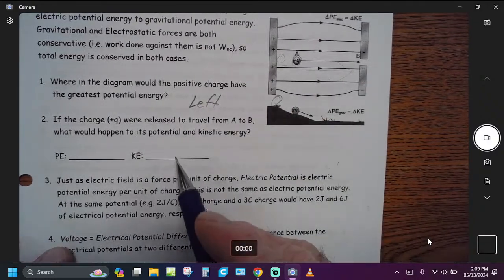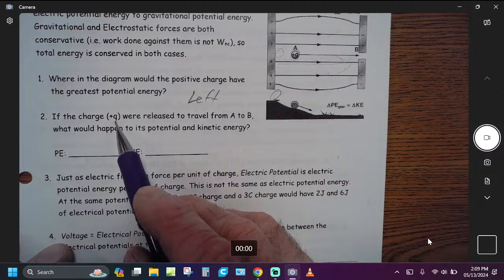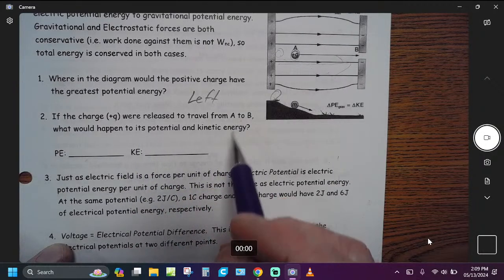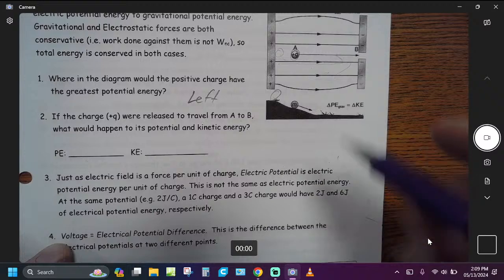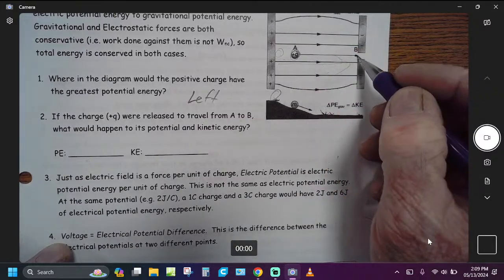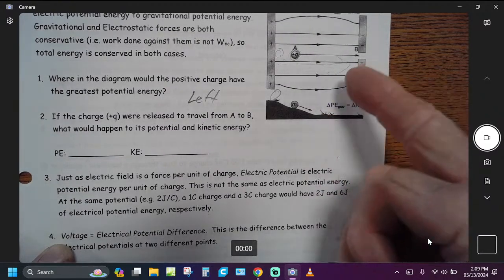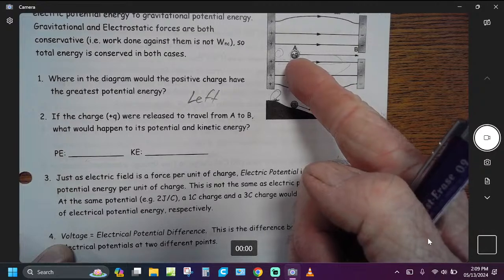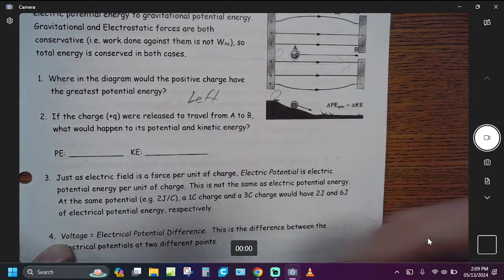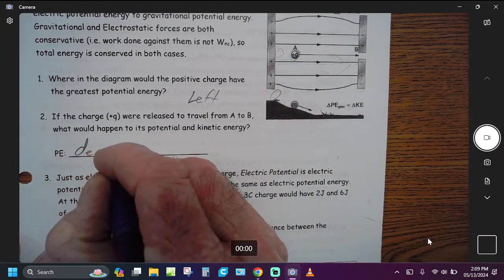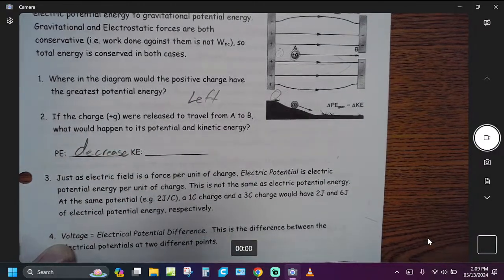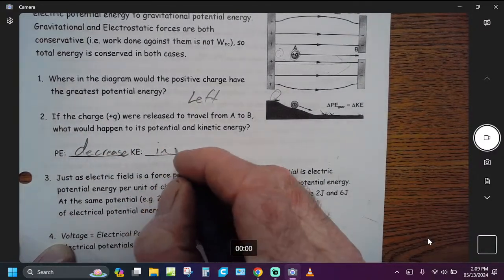But anyway, if the positive Q charge were released to travel from A to B, what would happen to the potential energy as it went from here to there? Would it increase or decrease? Potential energy, stored energy in this. Decrease, because pushing it to the left stores up energy, and then I let go, whew, decreases. So what would happen to the kinetic energy? It would increase. It would go faster.